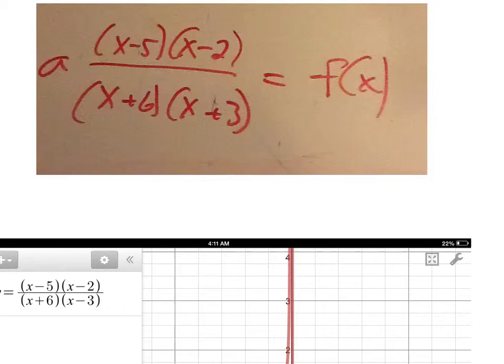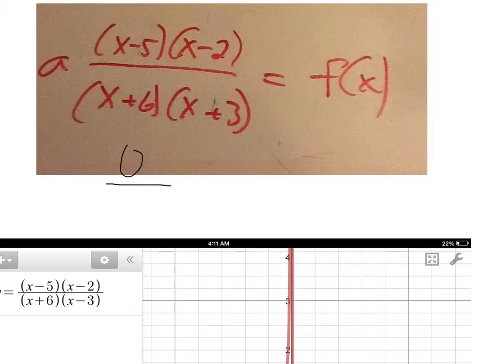For this rational function, we know we have the vertical asymptotes, so I put those factors in the denominator, and then we know it has zeros, so those are in the numerator. Some people get confused with why the zeros are in the numerator, because if x equals 5, that's going to give us 0 over some number.